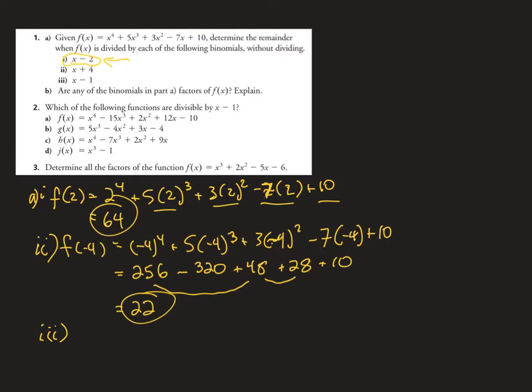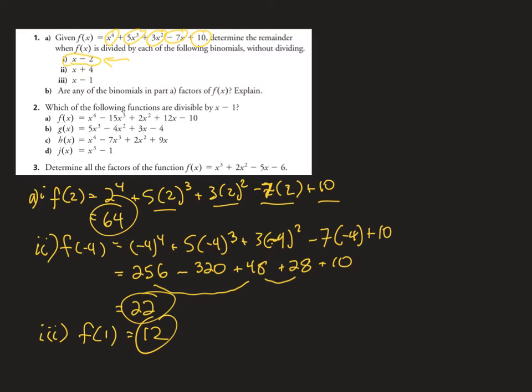And number 3, just let x be 1. Well, that'll be easy. 1 to the 4 is 1, plus 5, that's 6, plus 3, that's 9, minus 7 is 2, plus 10, 12. So f of 1 equals 12. There's your answer.